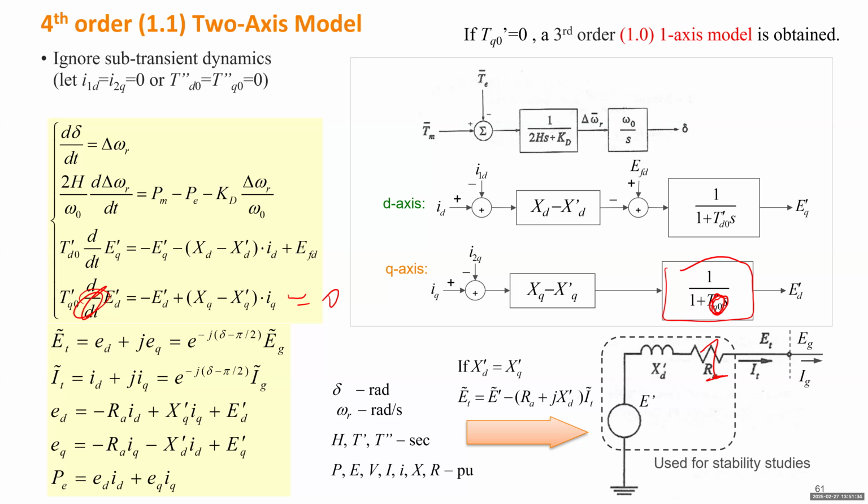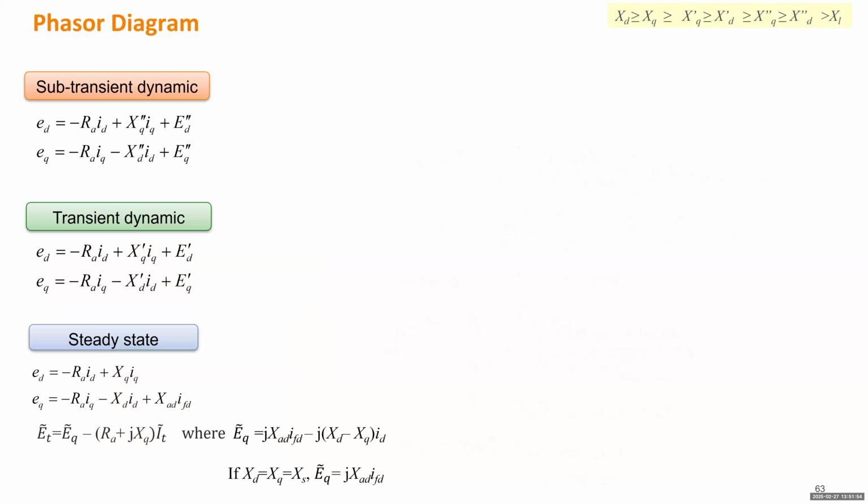So for this model, you have internal voltage, which is the E single prime. Okay, so I will go through some signal readings and some resistance and to the terminal. Okay, next slide, I'm going to draw a phasor diagram based on all the three set of equations. So we start from the steady state equations.